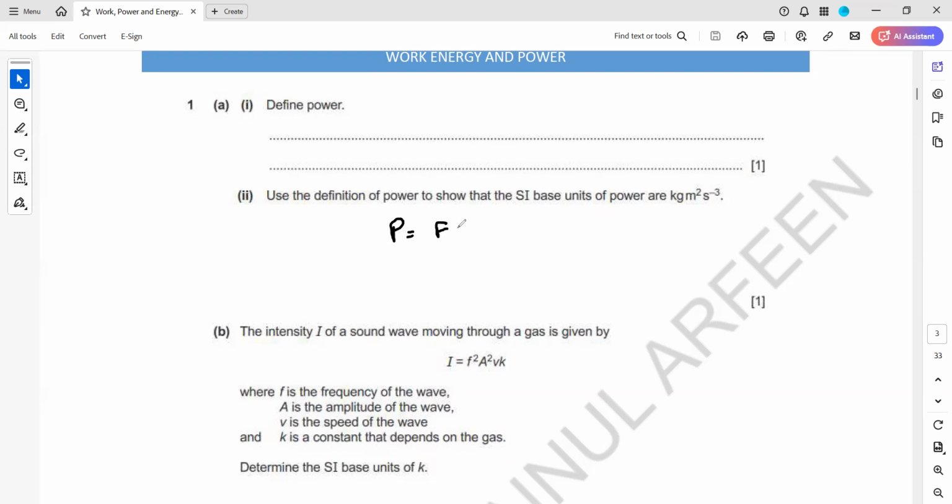So if I remember power is a product of force and velocity, force is Newton, but Newton is not the base unit. The base unit is kilogram meter second raised to power minus 2. And what about the velocity? It is meter per second, ms minus 1. So when you simplify, it will be kilogram meter square second raised to power minus 3. So that will be the base unit.